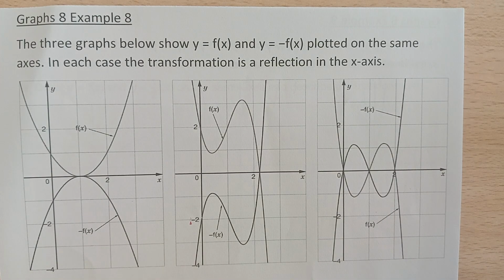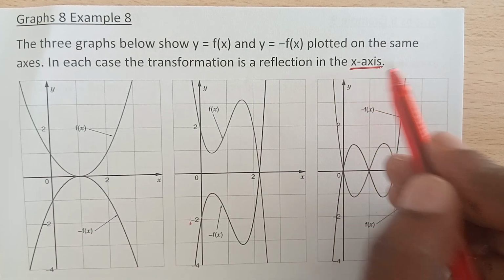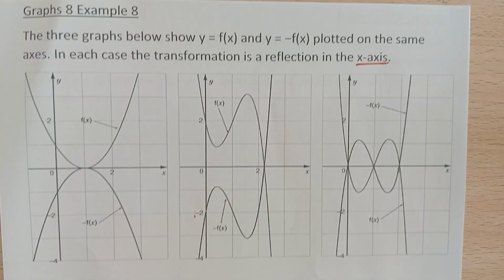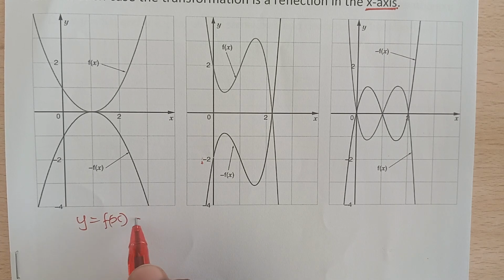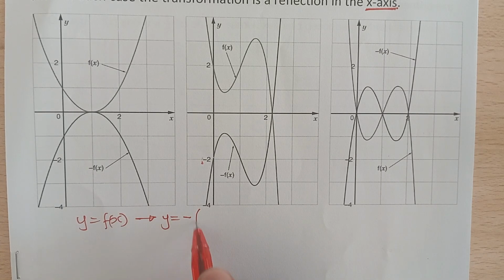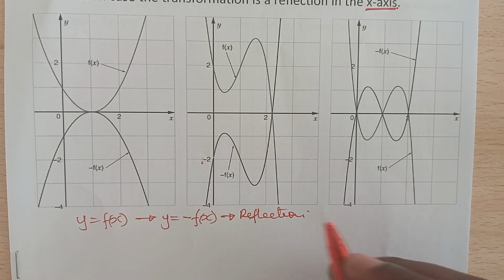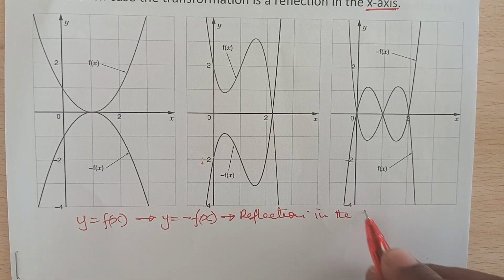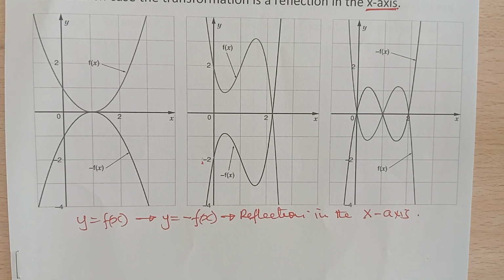The transformation is a reflection in the x-axis. Now, anytime we have y = f(x) transformed to y = -f(x), we are told that this is a reflection in the x-axis. Reflection in the x-axis means what?